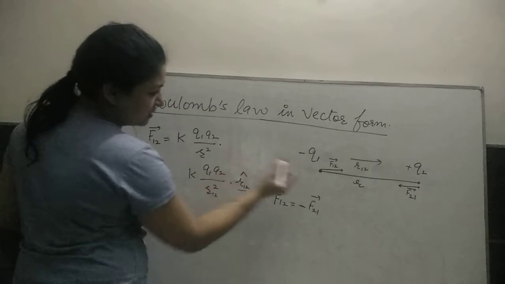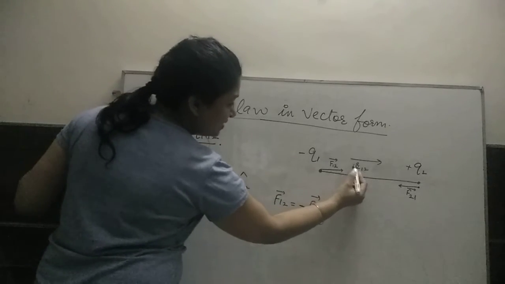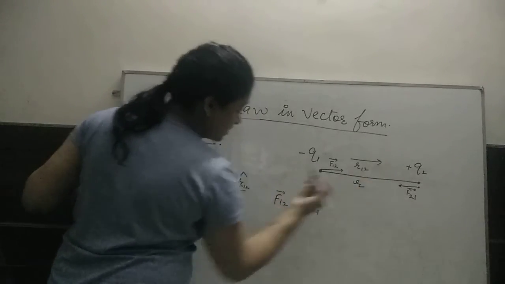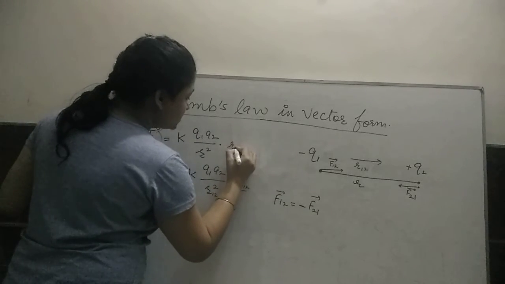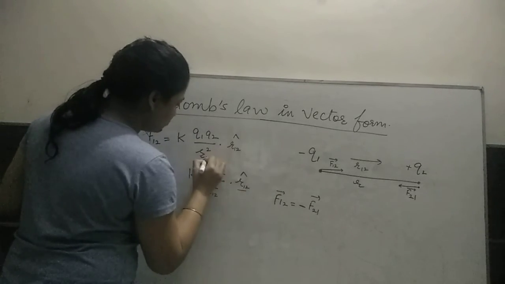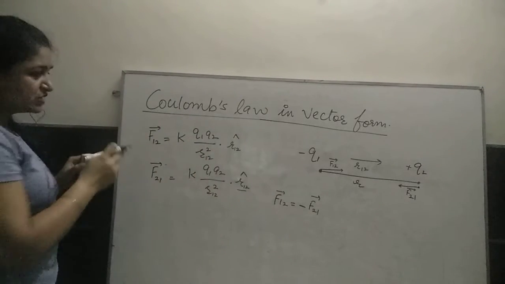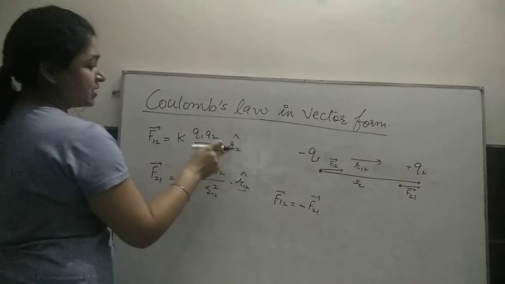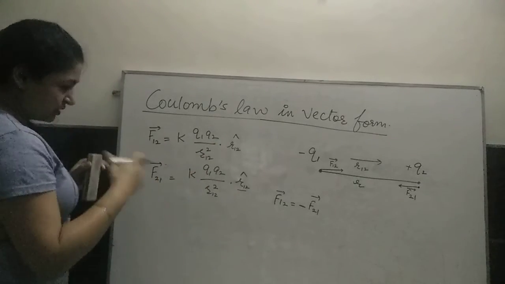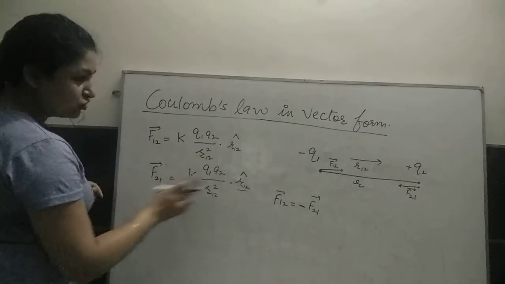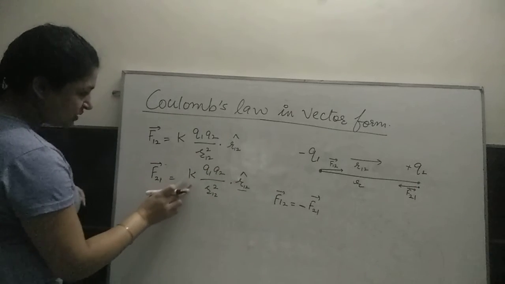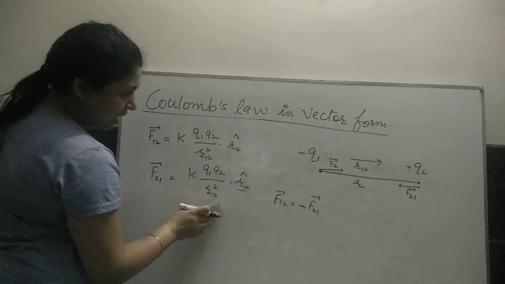And what is the direction here? You see this direction and this direction which we are considering positive, they are same. So I am writing this is R12 cap. Here also I can write R12. So this is the force in terms of vector form. And similarly, force on 2 due to 1 is what? This is K Q1 Q2 over R square.